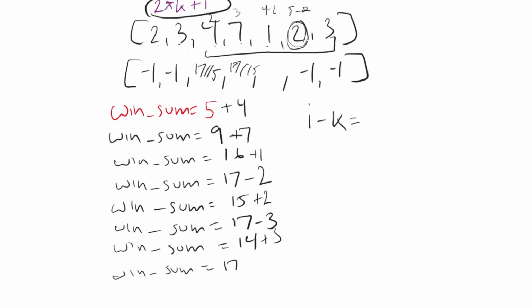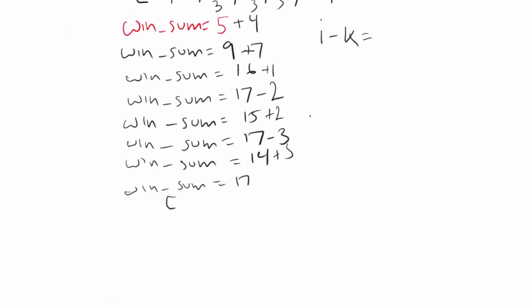And again, the reason we know that our answer goes to index 4 is because this is index 6 and our radius is 2. So 6 minus 2 is 4. We just put 17 divided by 5 right here. So this would be 3, 3, 3, and that is our desired output: -1, -1, 3, 3, 3, -1, -1.